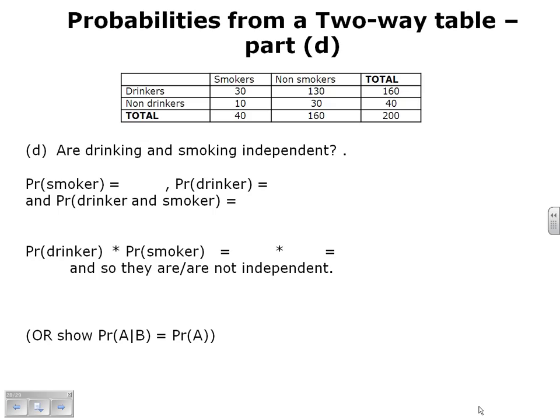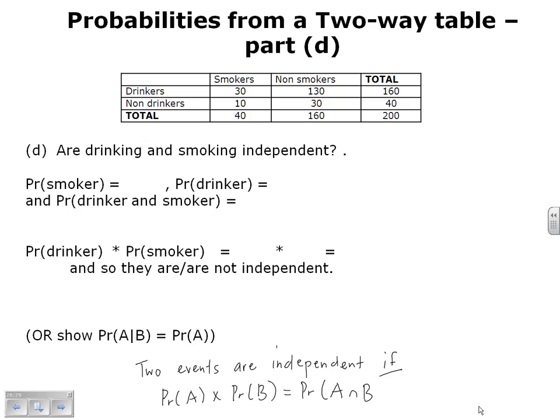Part D, are drinking and smoking independent? We've transferred the table across to this part, so we've got the row totals and column totals. Remembering our rule for independence, two events, we call them event A and event B, are independent if the probability of A times the probability of B equals the probability of A intersection B. Only independent if the left-hand side of that equation equals the right-hand side.